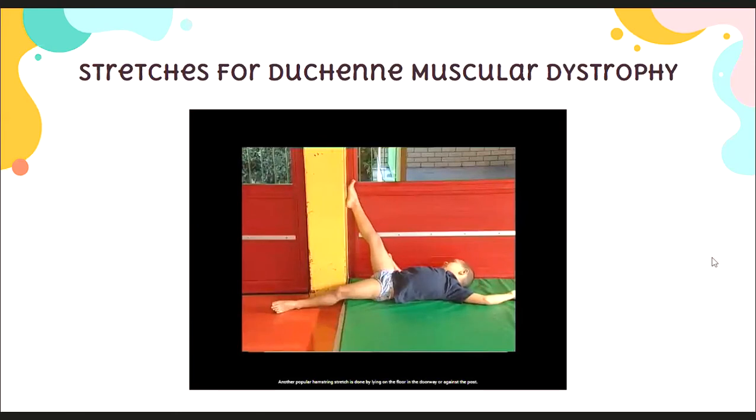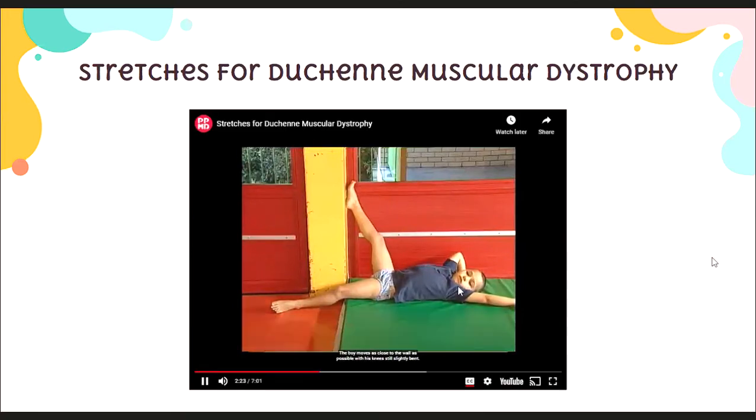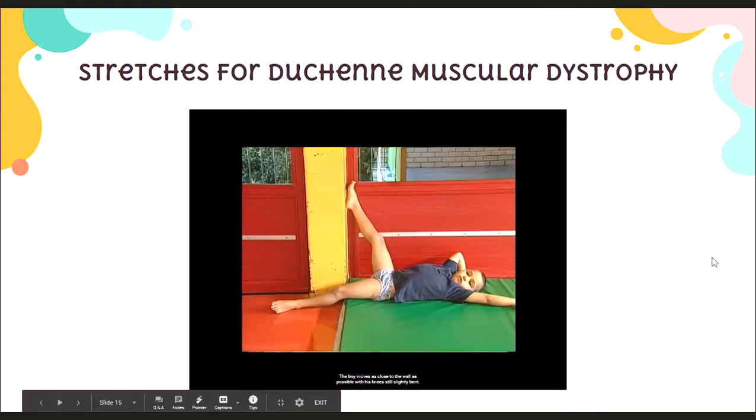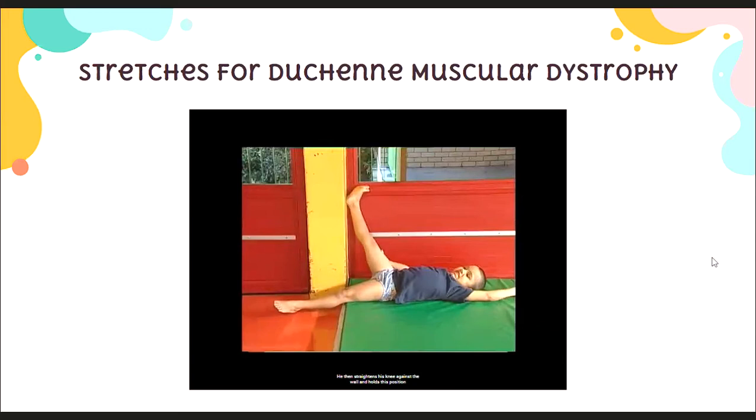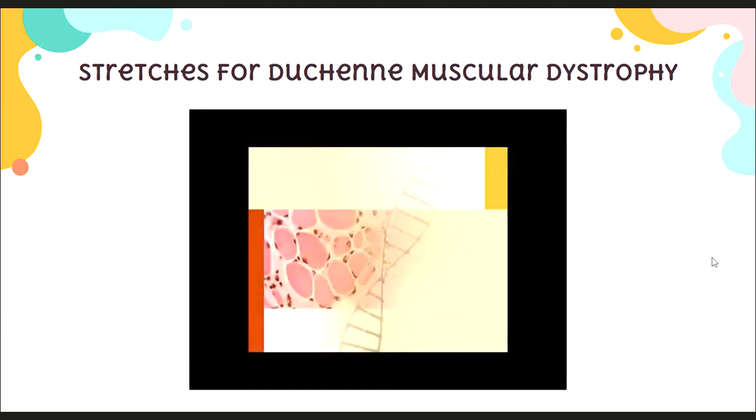Another popular hamstring stretch is done by lying on the floor in a doorway or against a post. The boy moves as close to the wall as possible with his knees still slightly bent. He then straightens his knee against the wall and holds this position, keeping his hips on the floor. When performing manual stretches, the important points to remember are to position the child so he is well supported and comfortable.